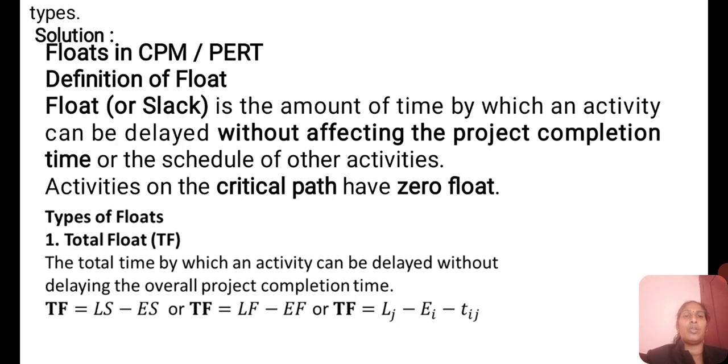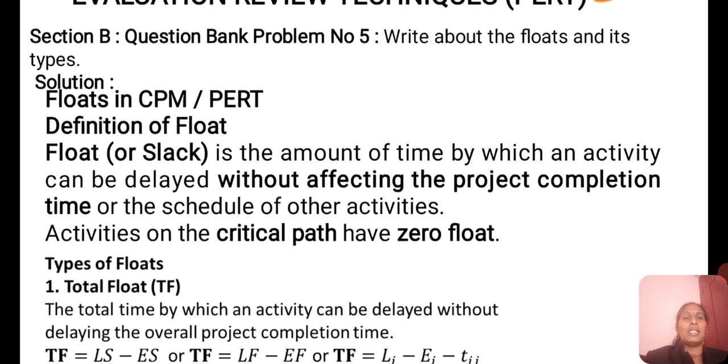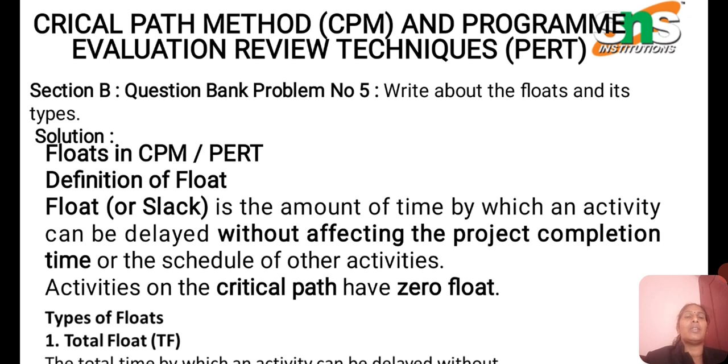The first float is total float. It is the total time by which an activity can be delayed without delaying the overall project. The total float formula is LS minus ES, or LF minus EF, or LI minus EJ. These are the formulas. After the previous class we have considered the latest finish and earliest start. After finding those, if you subtract the earliest finish from the latest finish, you get the float, or else you can subtract the earliest start from the latest start and you will get that value.